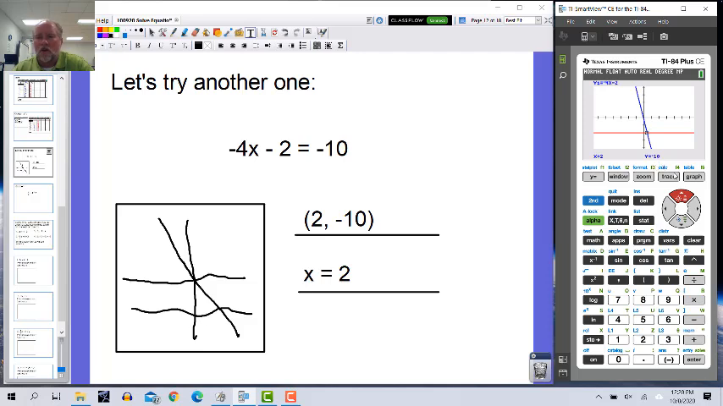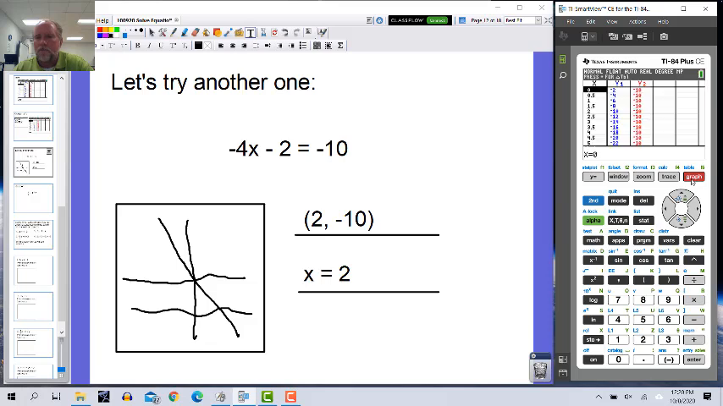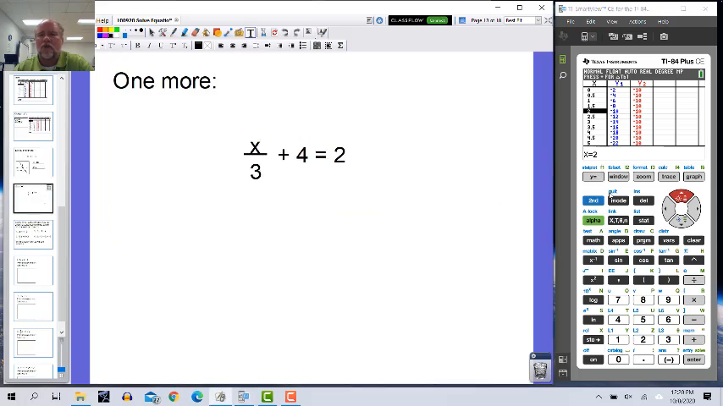Now, could we see this on the table as well? Yes, we could. Second graph, that gives us our table. Now, if we run our table down to 2, you'll notice that at 2, both of our expressions are at -10. Okay? So that's what we're doing. So what I'd like for you to do is I want you to do one on your own.